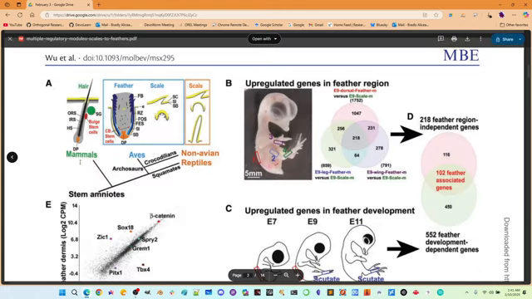So this is an example. This is a phylogeny of amniotes. So this is the stem amniotes here, which is the common ancestor of all amniotes.